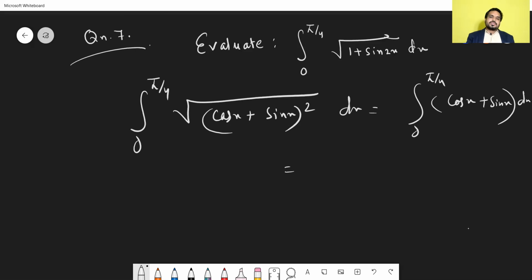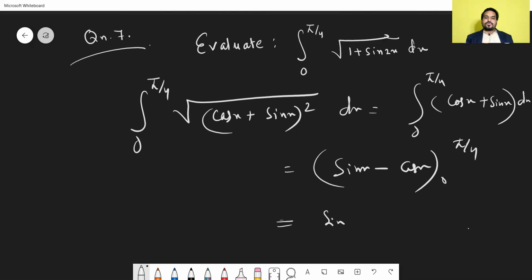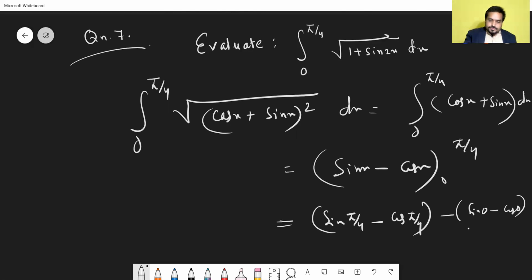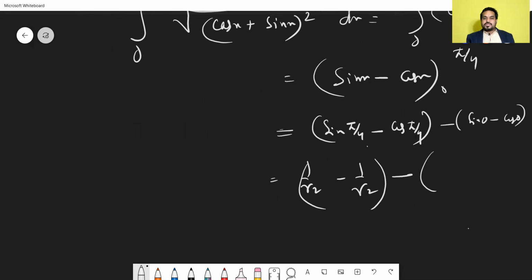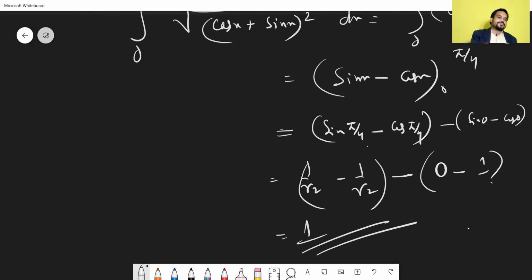And what is the integration of cos x? That is sin x, and the integration of sin x is minus cos x. Now put the limit 0 to pi by 4. First put pi by 4, sin pi by 4 minus cos pi by 4, minus sin 0 minus cos 0. What is sin pi by 4? 1 by root 2, minus cos pi by 4 also 1 by root 2, minus sin 0 is 0, cos 0 is 1. So the answer is 1. So student, solved.